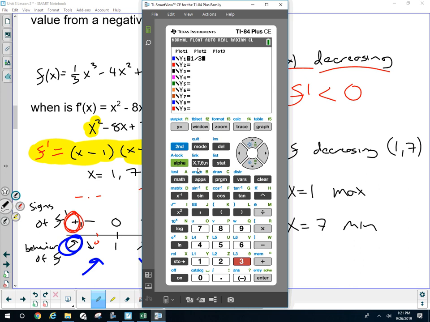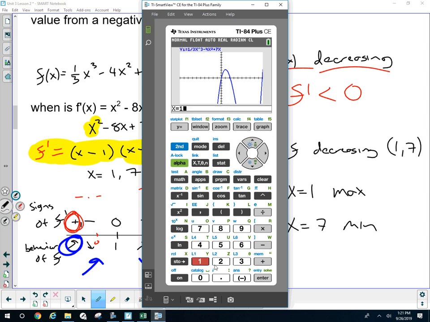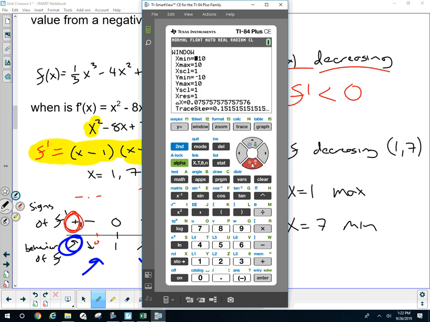One-third x cubed minus 4x squared plus 7x. Oh, look, there's my max. Where's that max located? At 1. My function is going down between 1 and until I get to 7. I see 7's at negative 32 and 2/3.